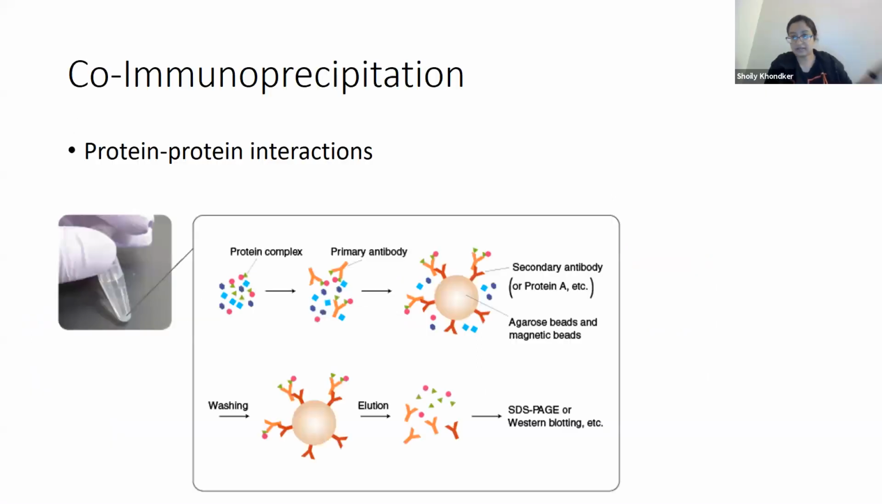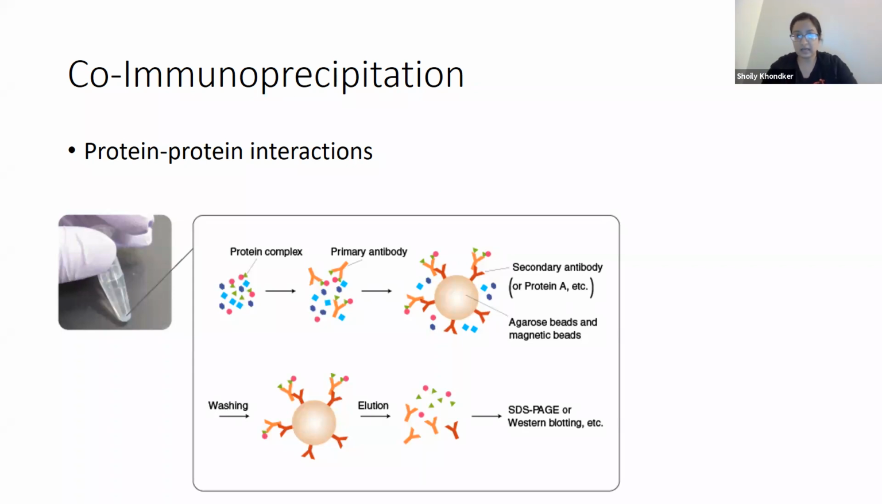Okay, so we're going to talk a little bit about techniques now. I'm going to start with a technique that examines interactions between two proteins, or protein-protein interactions, and this is called co-immunoprecipitation. The basic concept here is that you have proteins that exist in a complex, and you then basically pull down or immunoprecipitate out one protein of interest.